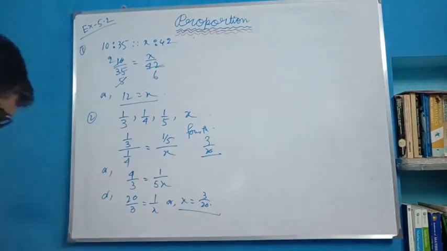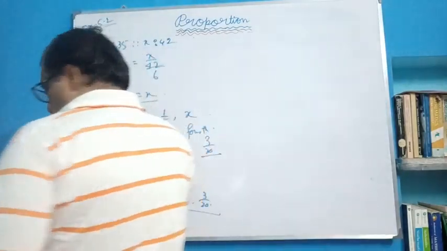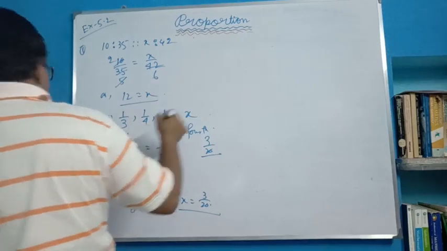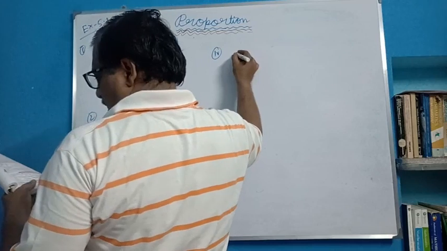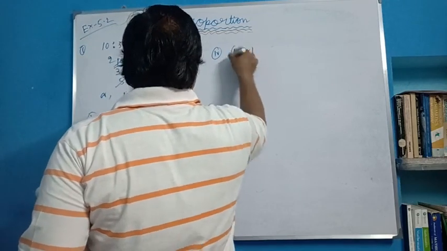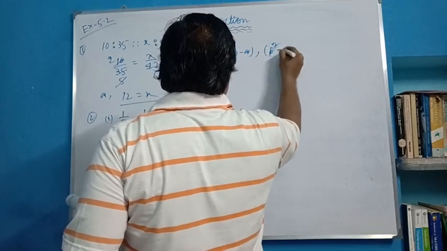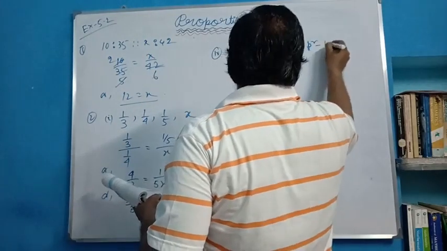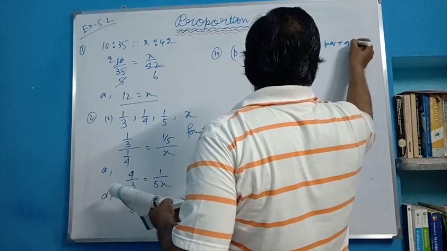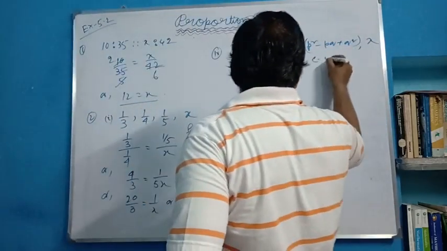Very simple. Next, problem number 3 is your classwork: p minus q, p square minus q square, and p square minus pq plus q square. So the fourth proportional will be x. Find it and send it to me.